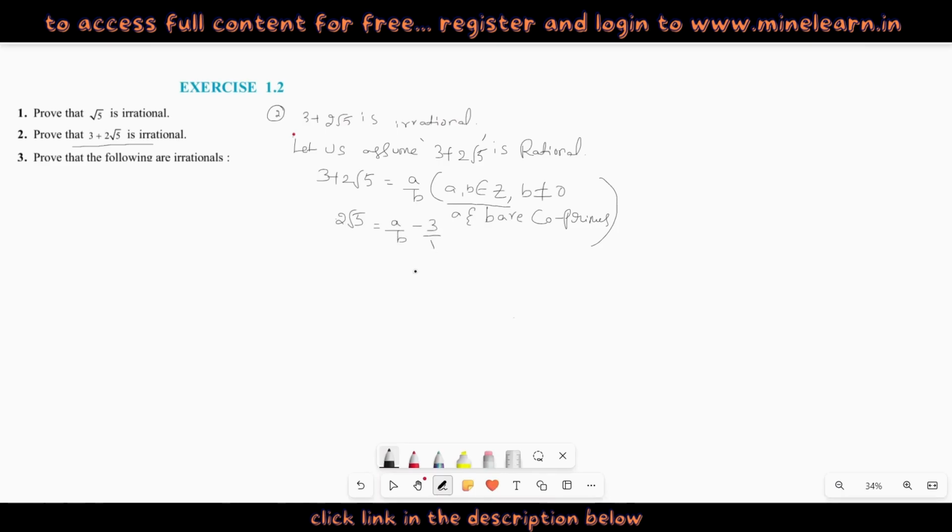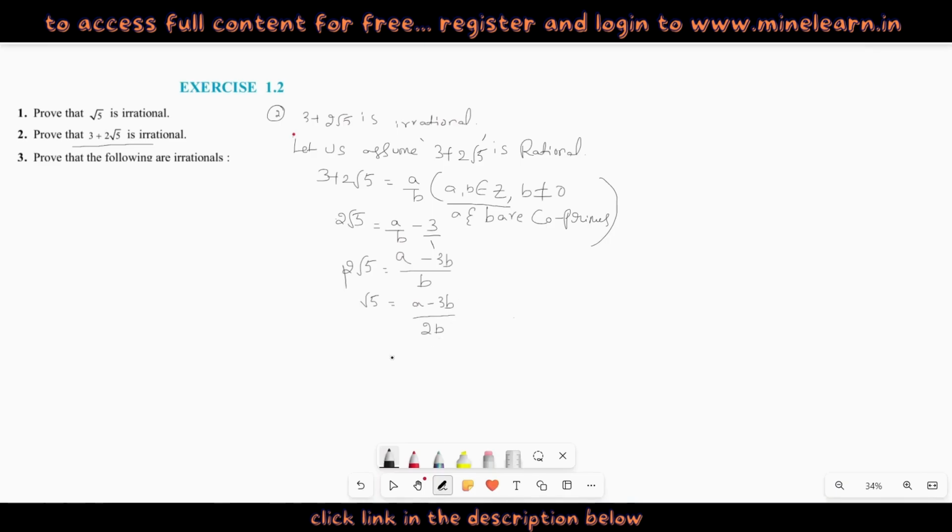Now by 1, what is the LCM? b. B in b table 1 time, 1 into a, minus in 1 table b times, that is 3b. What remains on the left side? 2 root 5. So now we are going to transfer 2. 2 is multiplying; if it goes that side, it will divide by 2b. Now please observe carefully.